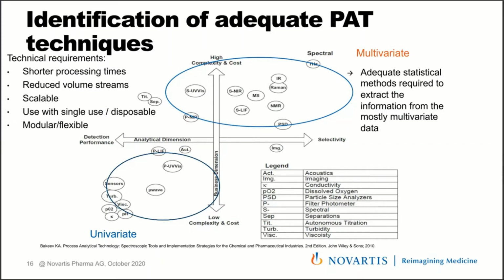So when you identify different PAT techniques, you basically end up with multivariate tools, for which you need statistical analysis to get some output, but you also have simpler univariate sensors, which usually give you one attribute at a time. They're simpler and already used. That's on the one hand easier, but on the other hand you need many of them. The multivariate techniques can also give you more results at the same time.